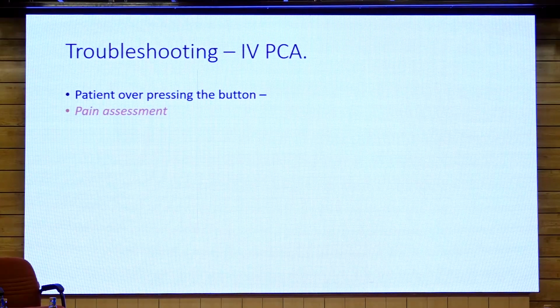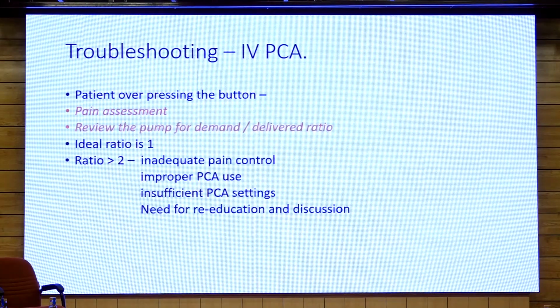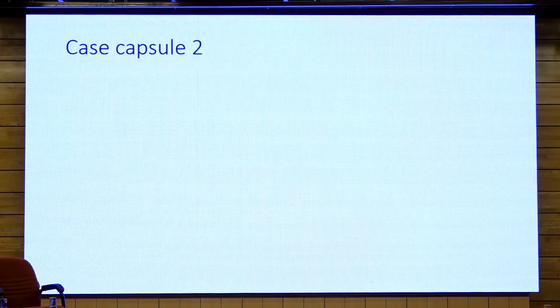If the patient is overpressing the button, you would have to start off with a pain assessment to see whether the patient has inadequate pain relief with the PCA. And then you would review the pump for the demand delivered ratio. The ideal ratio is 1. If the ratio is more than 2, we have already discussed inadequate pain control. The other causes are improper PCA use and insufficient PCA settings. Or you would need to talk to the patient, discuss with him why he is pressing the PCA button frequently, and try to re-educate him on the use of PCA.